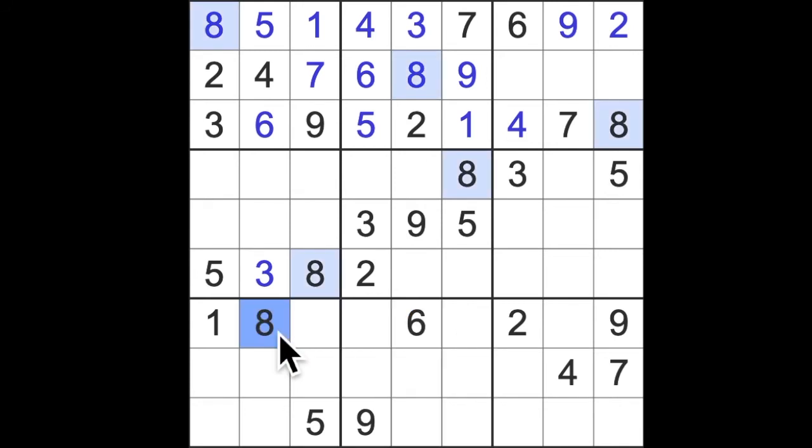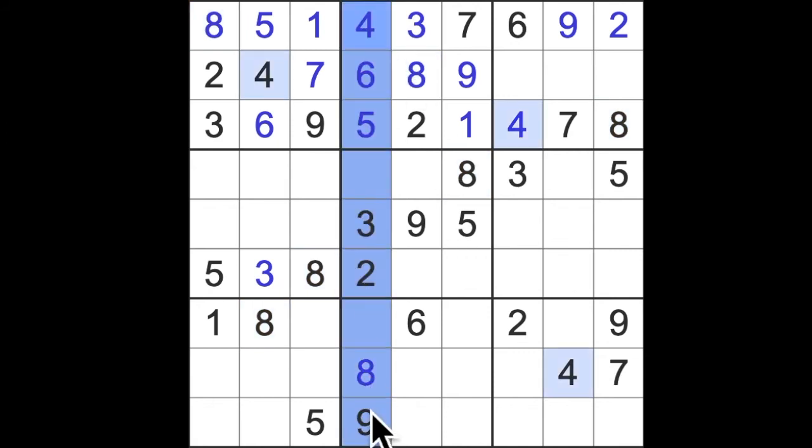Okay, I think that's enough time. So 8 blocks across here like this, 8 blocks down here, and 8 blocks down here. So just one empty white square where the 8 can go. We'll place it there.